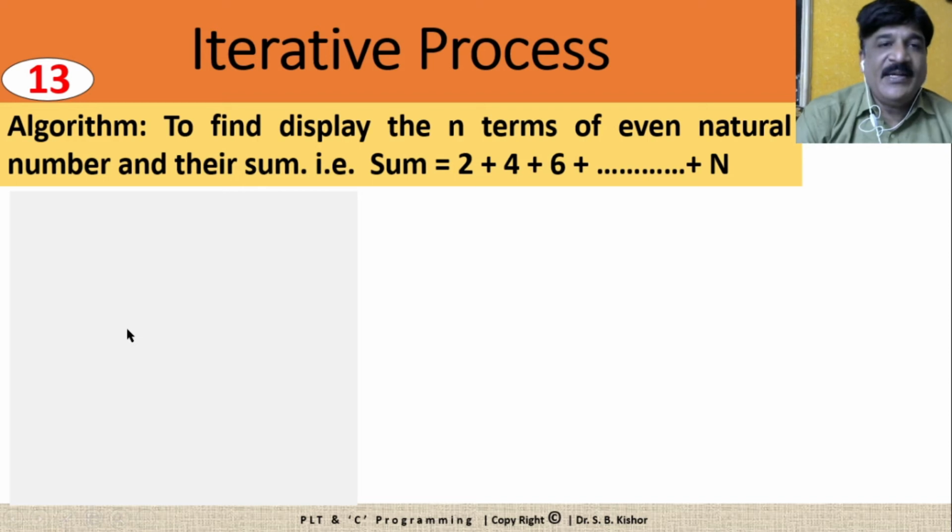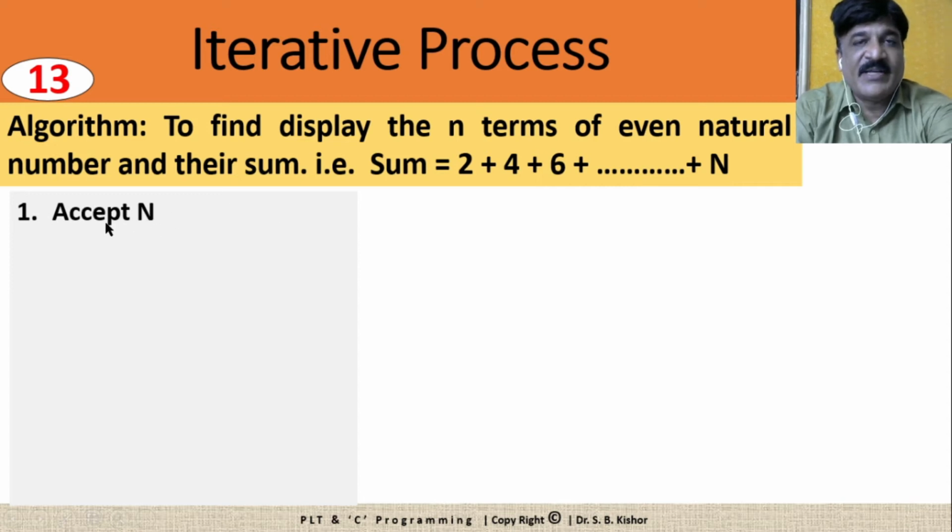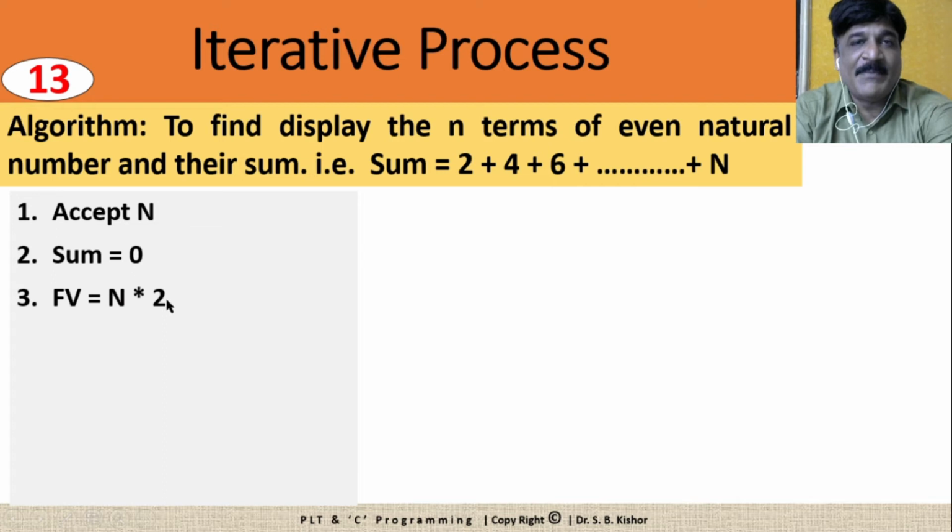Now to find and display the n terms of even natural numbers and their sum. Not only do we need to find the sum, but we also need to print the even numbers. So how many terms do you want to print? The unknown value is the number of terms we print. So the first step will be to accept the value of n. Assume initially the value of sum is 0. Now this is the most important step. The final value is equal to the number of terms multiplied by 2. Why have we done it? We will see within a moment.